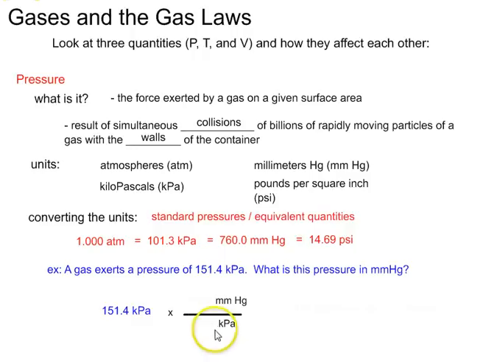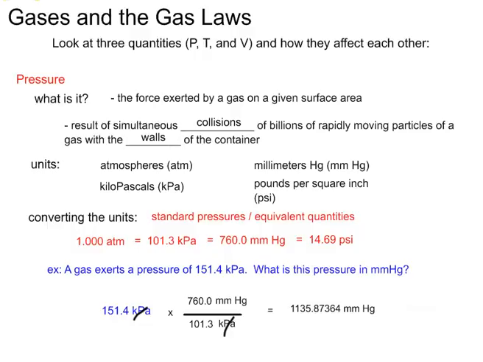And then the numbers that go in here are the equivalences. So how many kPas are equal to how many millimeters of mercury? Well, 101.3 kPas is equal to 760 millimeters of mercury. What you will do is, of course, notice that kPas will cancel, and then it's just a matter of calculator work to determine that your answer is equal to 1,135.87364 millimeters of mercury. Clearly, this number needs to be rounded.